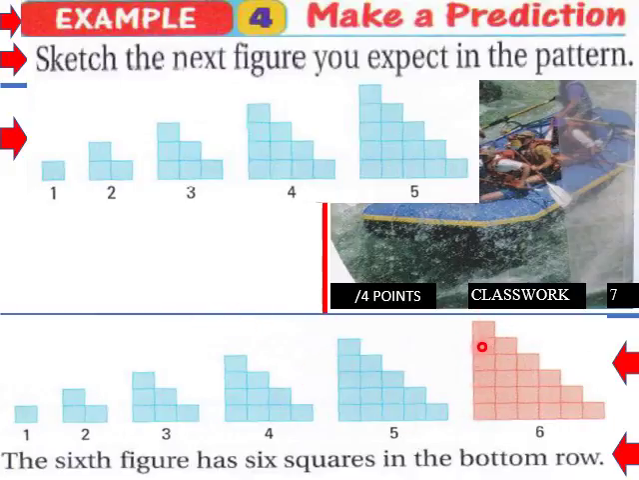1, 2, 3, 4, 5, 6. So you have 6 by 6. This would be, well, let's see, 1, 2, 3, 4, 5. Okay, so it'll be a 5 by 5 here, 4 by 4 here, 3 by 3 there, etc.